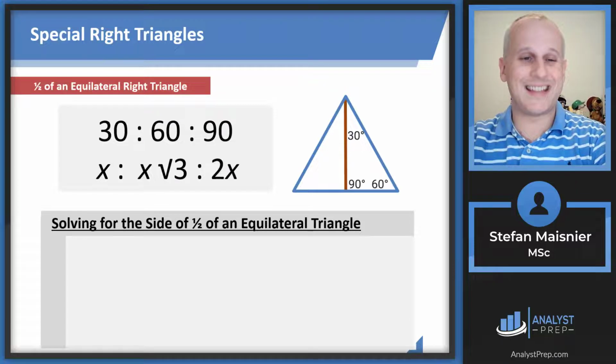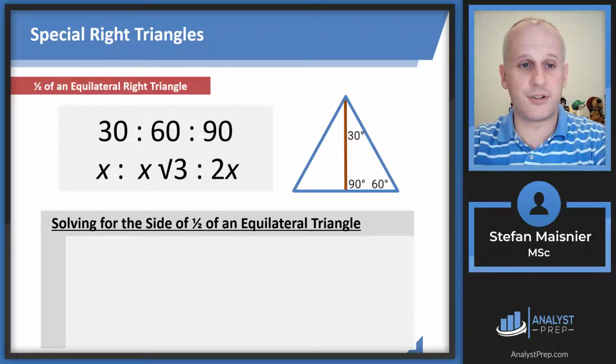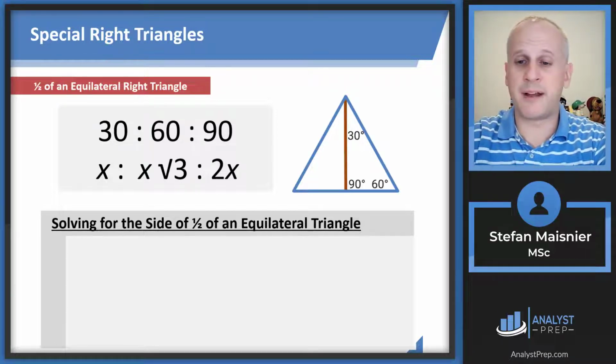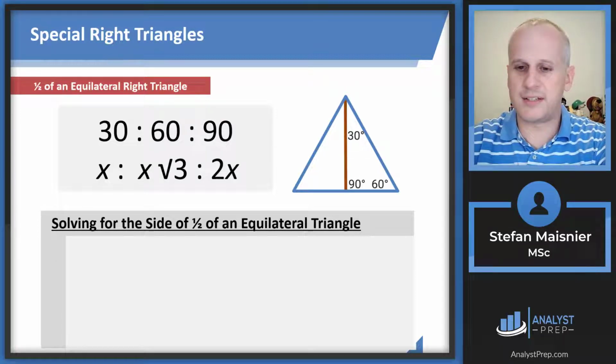Because we originally had 60, 60, 60 as our degree measurement, if we split the apex in half, we create a 30-degree angle on the right-hand side, and the left-hand side for that matter. And then we've got 90-degree angles at the base. So we've got a 30, 60, 90 right triangle.